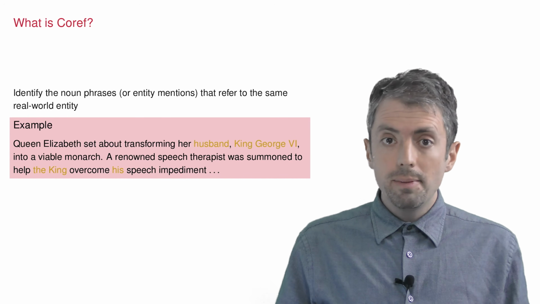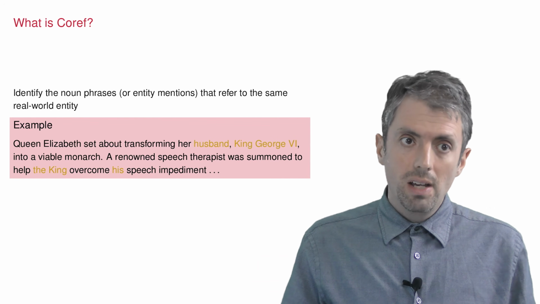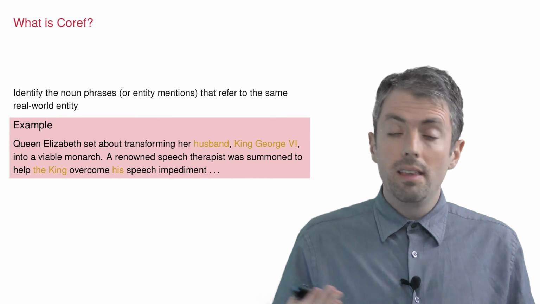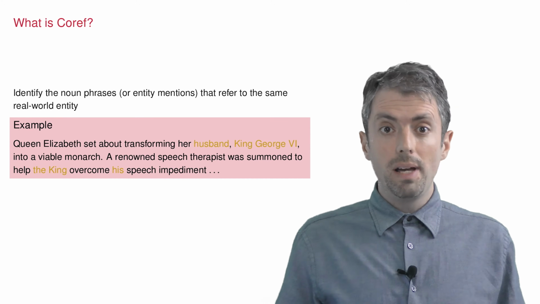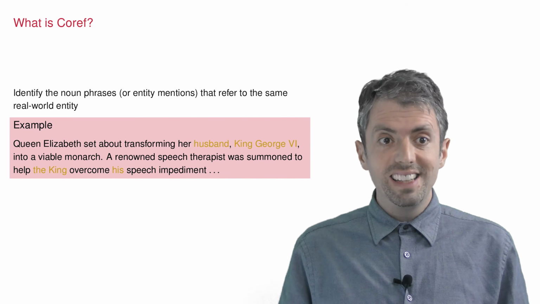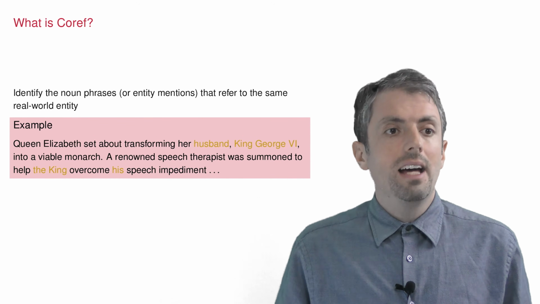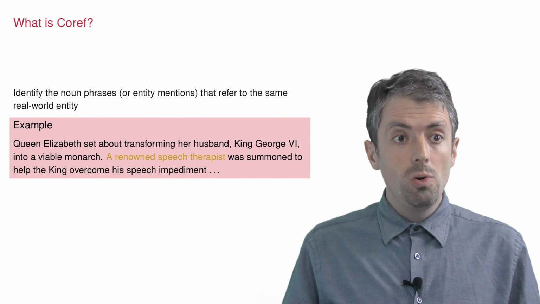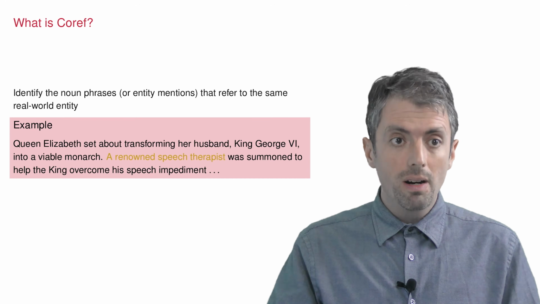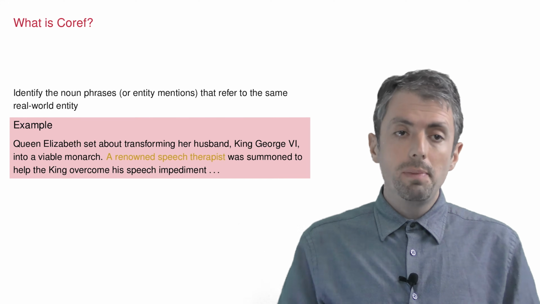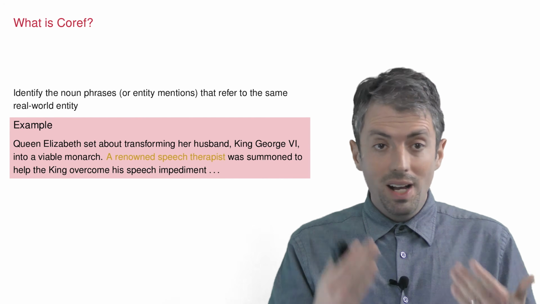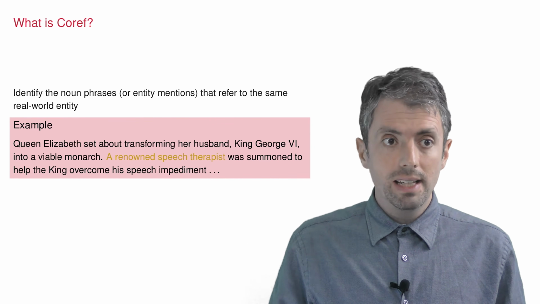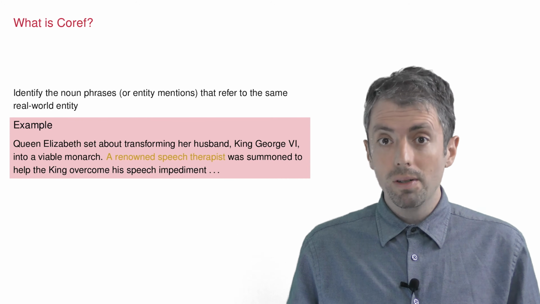And her husband is King George VI. When we say husband, we actually mean King George VI in this context. When we say the king, generally, we're not talking about some abstract king. We're talking explicitly about King George VI and his speech impediment. There are other entities who are not mentioned by name, but who are still relevant. So a renowned speech therapist is not mentioned by name, but this isn't George VI, it's not Queen Elizabeth, it's somebody else, and this person might be mentioned by pronoun again.